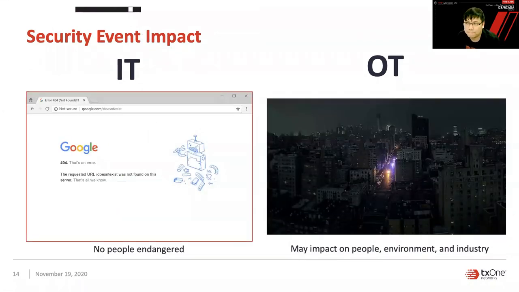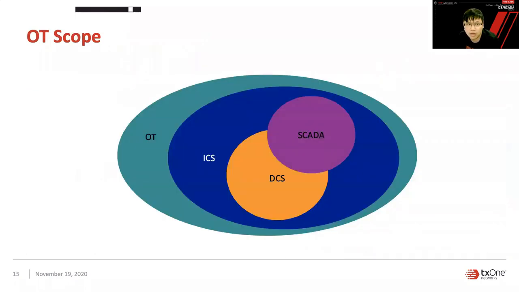Also, about the security event impact, on the OT side you can imagine, if your power plant is shut down, hacked, or attacked, then you don't have power to use. It may impact your environment and your life. So it's very serious.